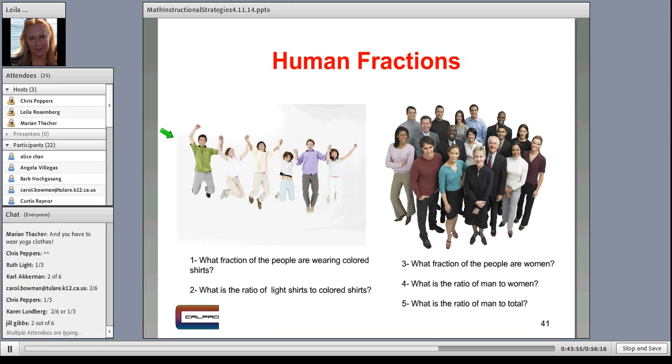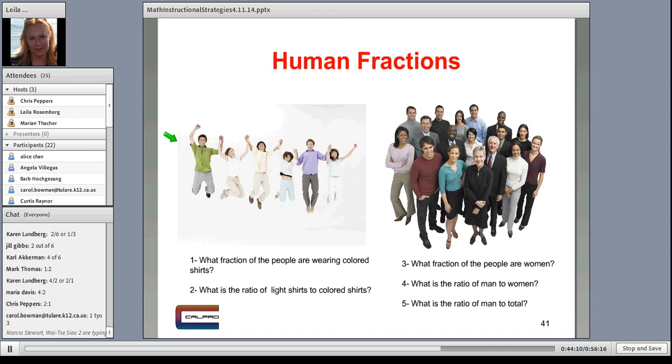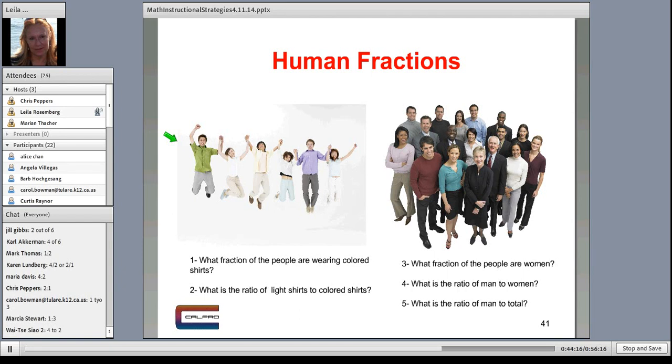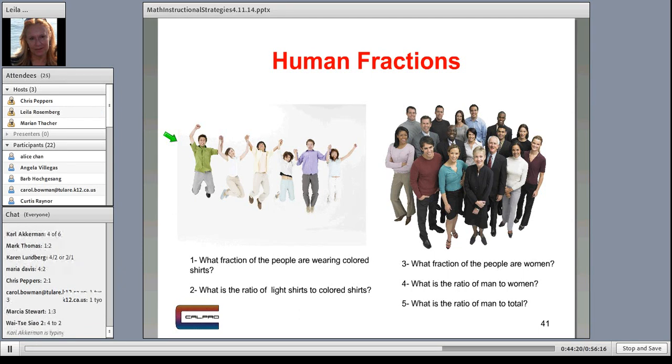Question 2. What's the ratio of light shirts to colored shirts? 1 to 2, perfect, or 2 to 4. Yes, thank you so much. So this will be 4 to 2, or 2 to 1 if you want to lower it to simplify. Perfect. Let's see this question here.